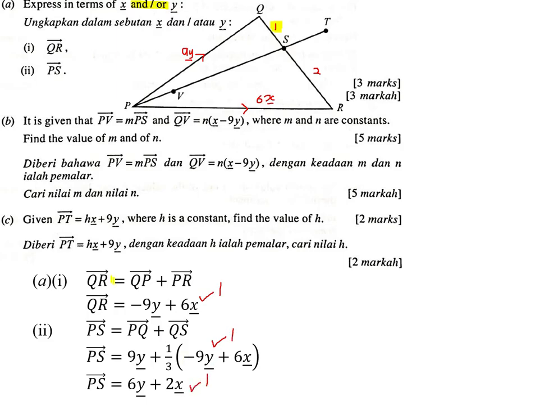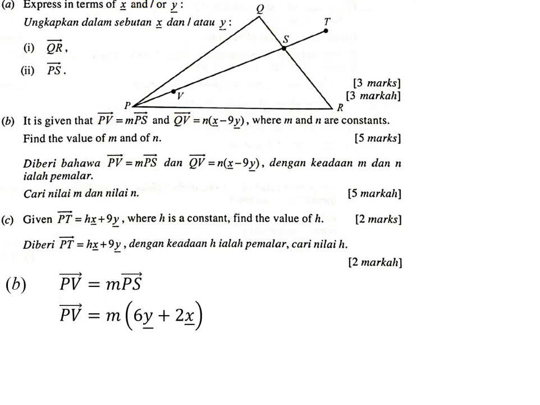So if you look at the second question, you are given two different vectors, PV and also QV. If you are given the extra vector which are the same, you can directly compare. But now they are different, so we cannot directly compare. I substitute the vector inside first. So my PV will give me m times 6y plus 2x, which is this vector. And do you realize that this PQ plus QV equals to PV? So this is how I come up with this step.